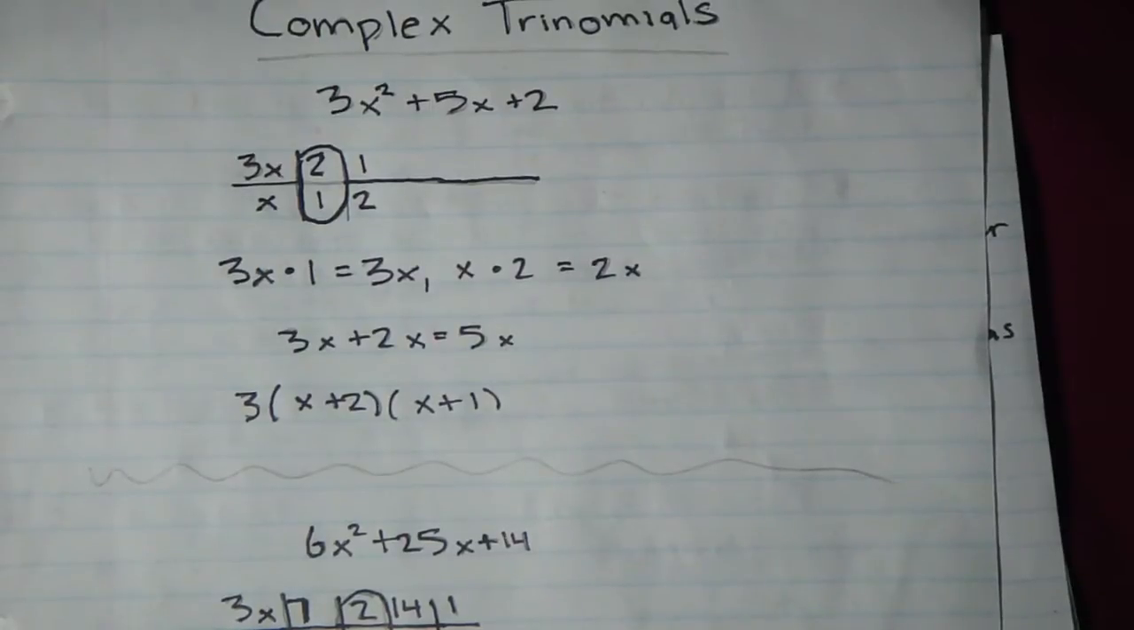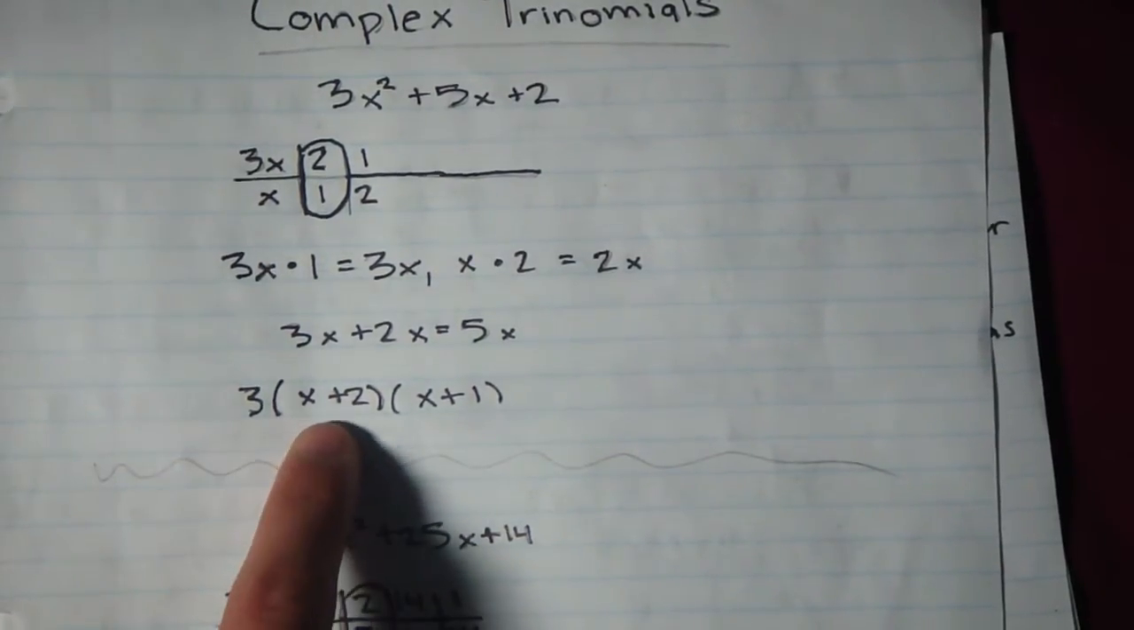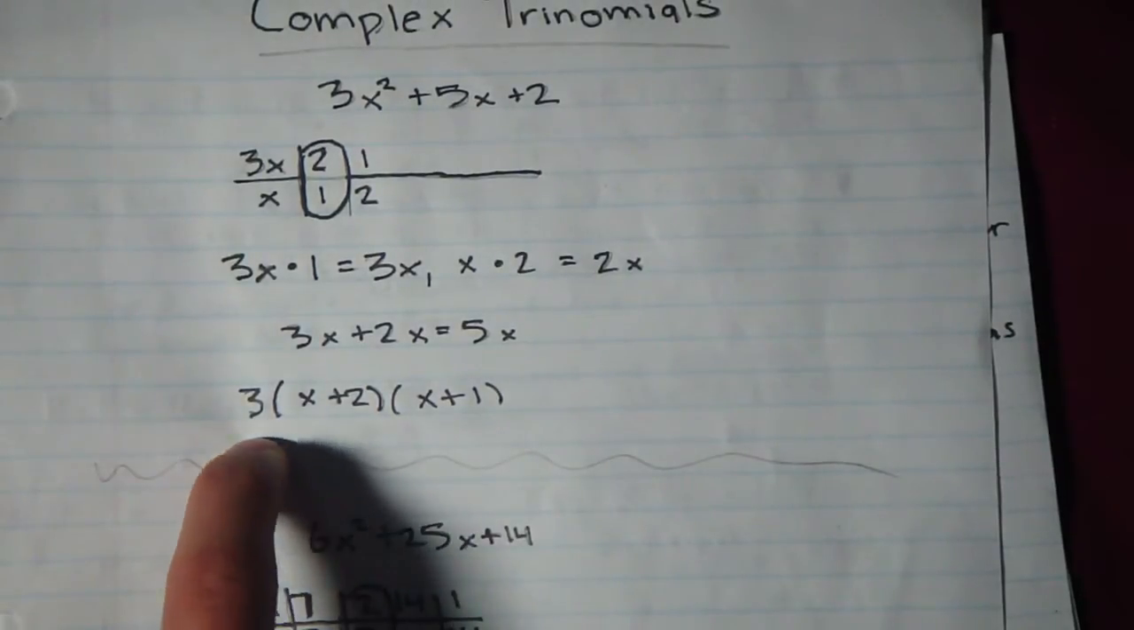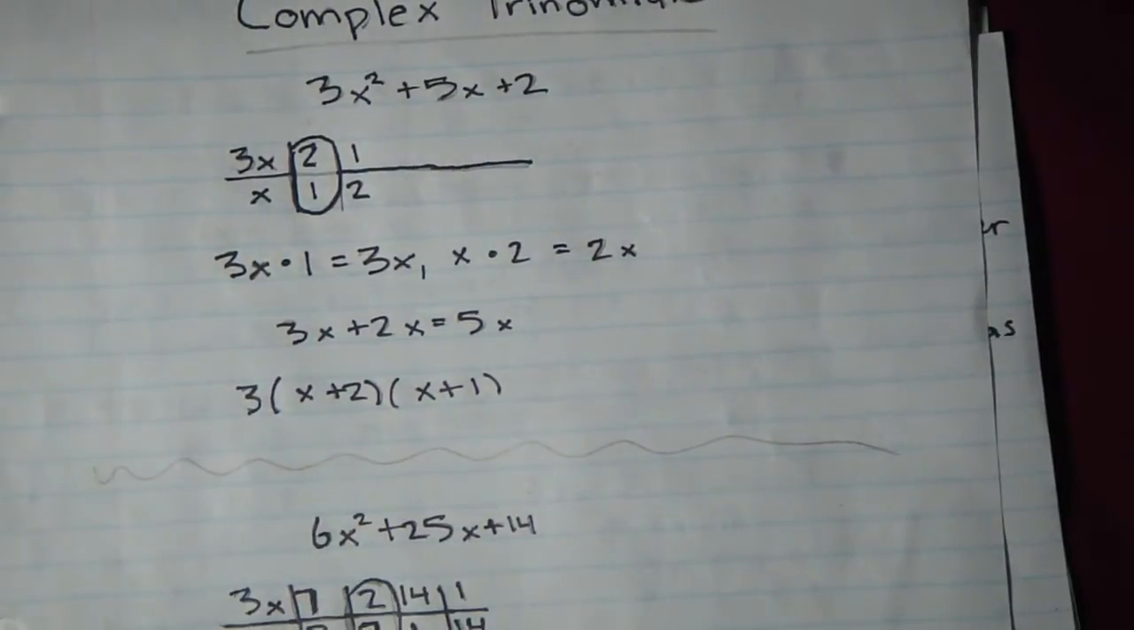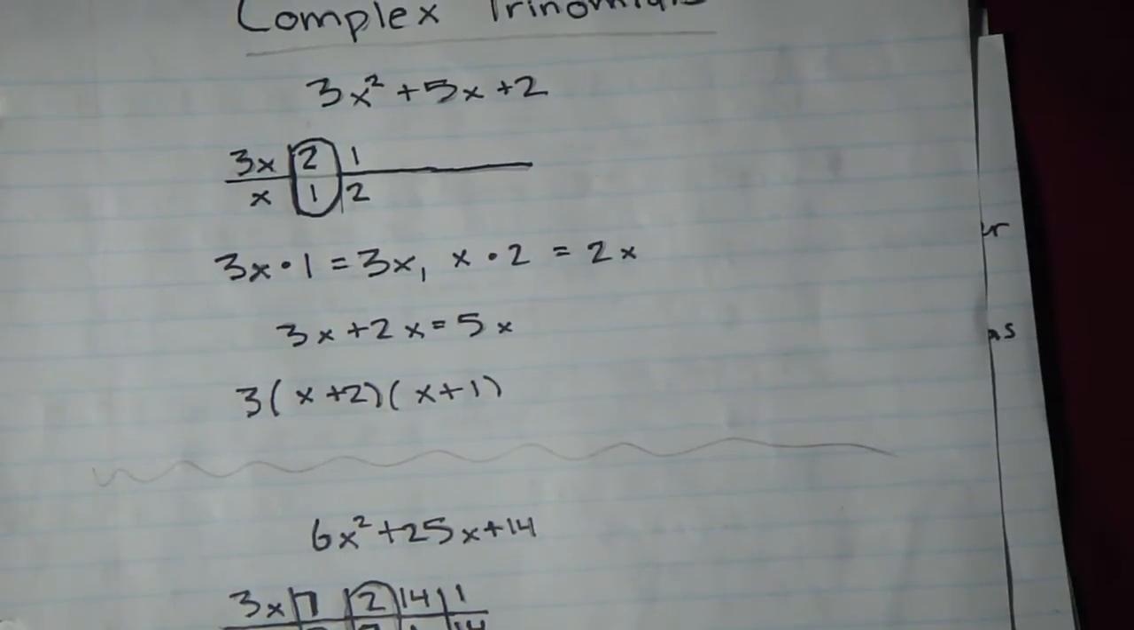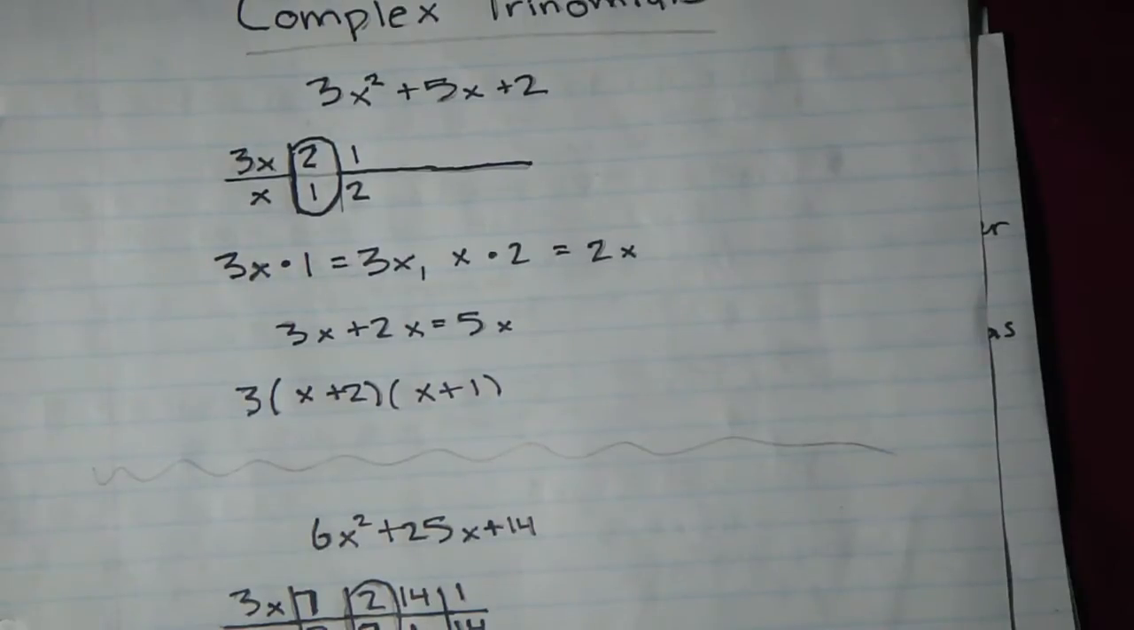So again, as in the case of simple trinomials, once you have found the right factors, you put them in factored form. And the reason this 3 is here is because you cannot eliminate a number from an expression. You can do it in an equation by taking it to the other side, but in an expression, you cannot do it. So the 3 is still here.